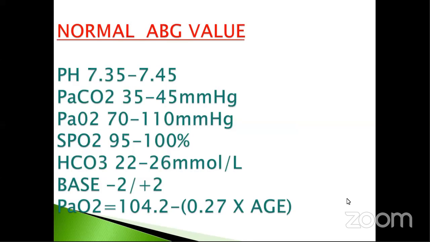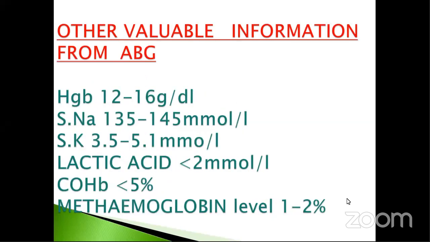To know abnormality of ABG, of course, we have to know the normal values of ABG, and it's represented in our slides with the pH 7.35 to 7.45, PCO2 35 to 45 millimeter mercury, and saturation 95 to 100%, bicarbonate 22 to 26. In some sources you can find up to 28 millimole, and with base deficit or excess ±2. We can get other valuable information from the ABG as hemoglobin level, sodium, potassium, lactic acid level, carbon monoxide, and methemoglobin levels.